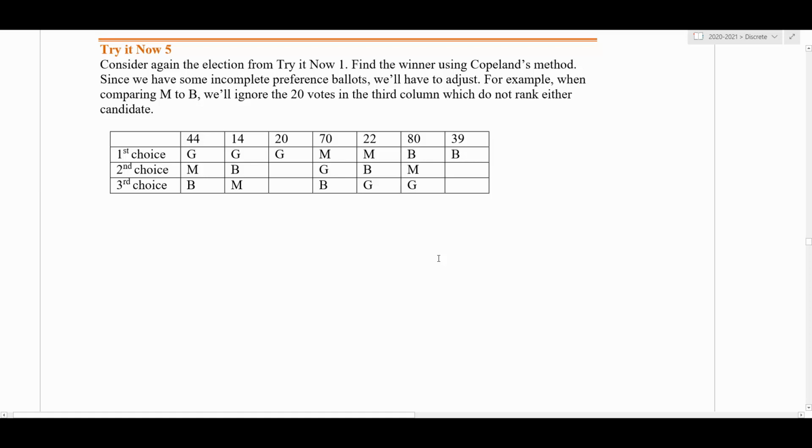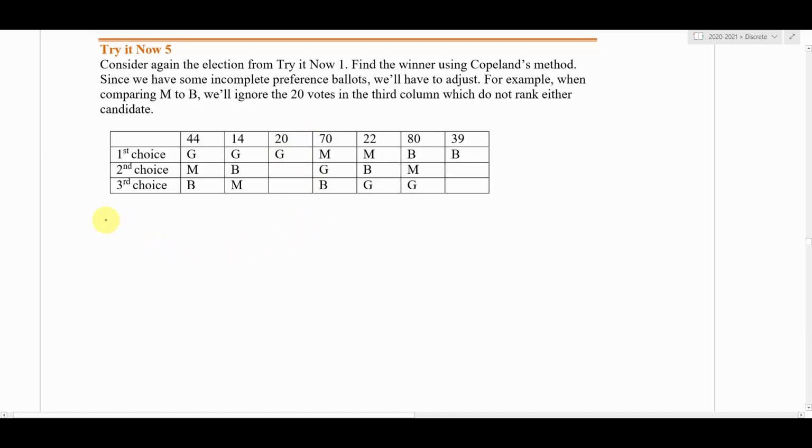Here we have our election with G, M, and B again. What we're going to do when we see these ballots here, so for instance, this 20 votes, B and M do not appear here, so these 20 votes will not be counted in that one-on-one matchup. All right, so here we go.